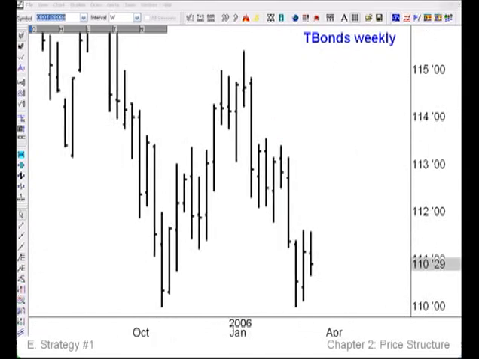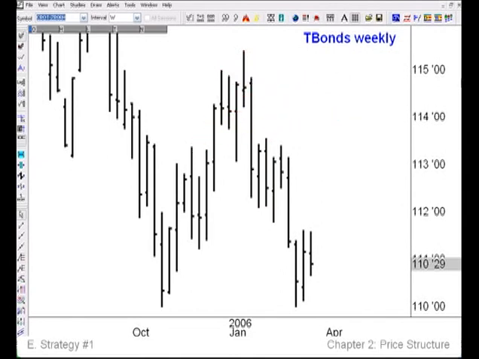And here's the weekly chart of T-bonds. Let's take a look at where our first measured move is. Here is AB up to C down to D. You can see that the CD move is less than AB, and the BC retracement is less than half of AB. And this point A here is actually higher than previous pivot highs.